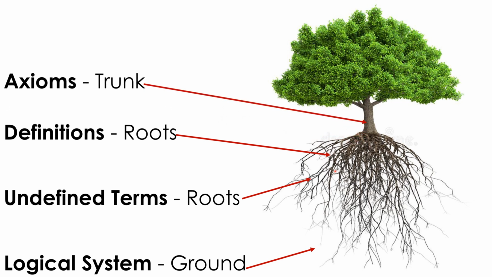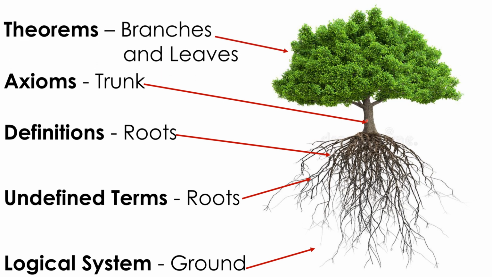The trunk of the tree corresponds to the axioms or postulates, while the branches growing out of the trunk are the theorems. Axioms are the statements that serve as a starting point for the system. Axioms are the basic truths, and we use them to prove other statements. Theorems, on the other hand, are statements deduced from the axioms.